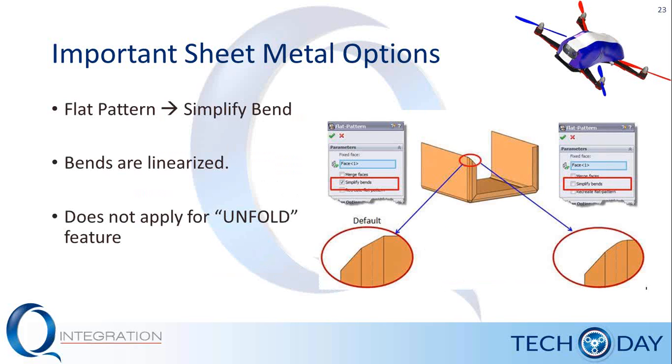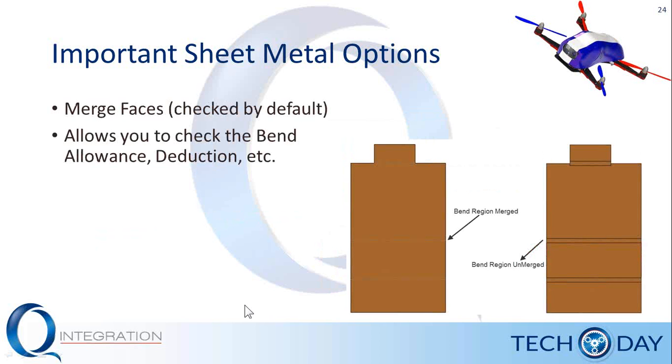A couple other things of note regarding our flat pattern: we can simplify bends. This will linearize the bends, so you can see the before and after comparison here. This option does not apply to unfold. Typically I get this question when we're generating the flat pattern and exporting it to a DWG or DXF: do you want that bend to be curved or not? This is where you can linearize it with simplified bends.